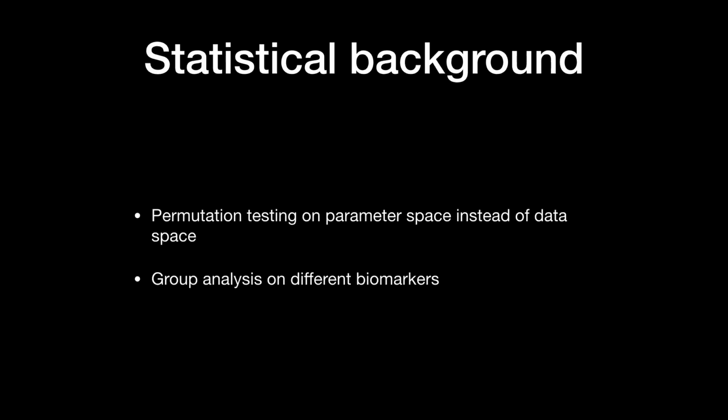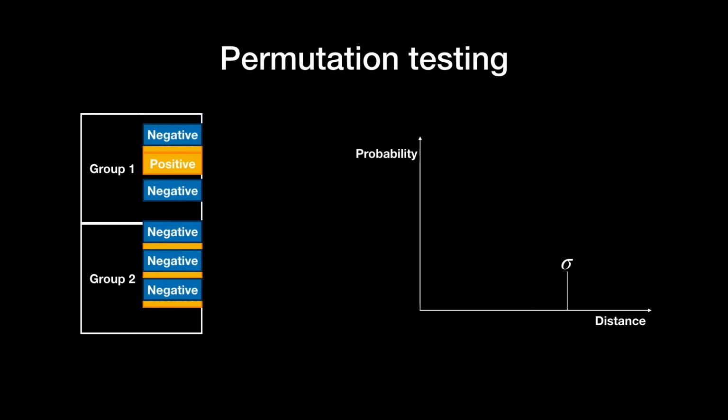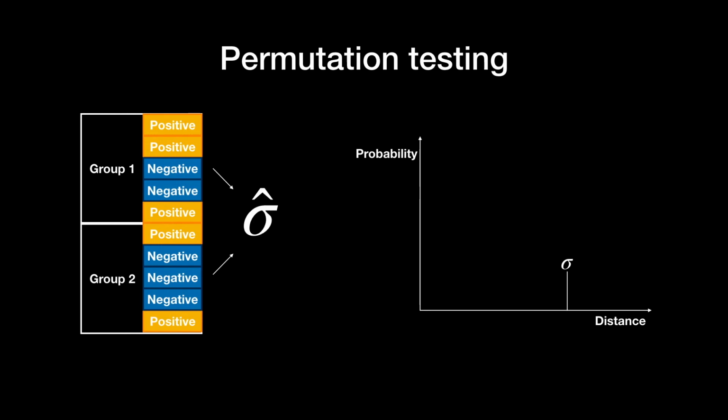The last part is the statistical background. We have done permutation testing on the parameter space instead of the sample space. For permutation testing, we have two groups from biomarkers or the APOE gene. We can calculate the distance between two groups in parameter space. Then we shuffle the samples and give them fake group labels. Similarly, we calculate the distance in parameter space. We repeat these operations to obtain the null distribution of the distance. If the original distance is large enough, we can conclude that it cannot happen by chance.